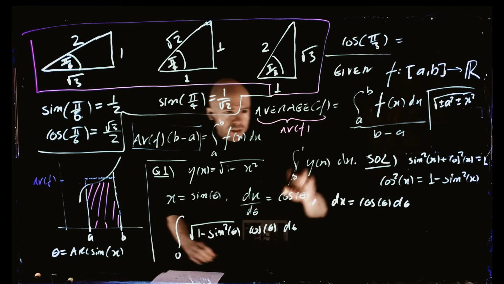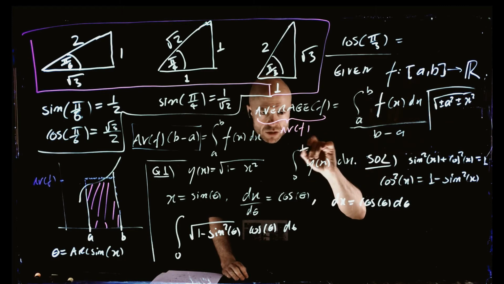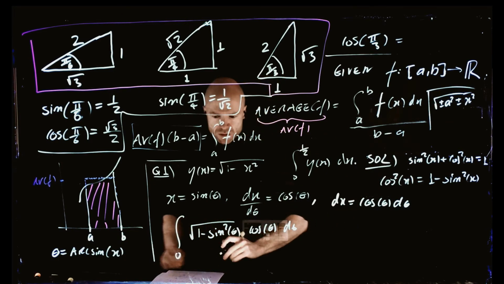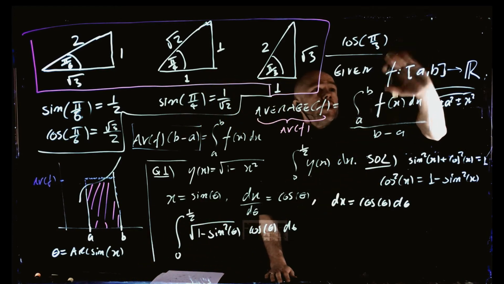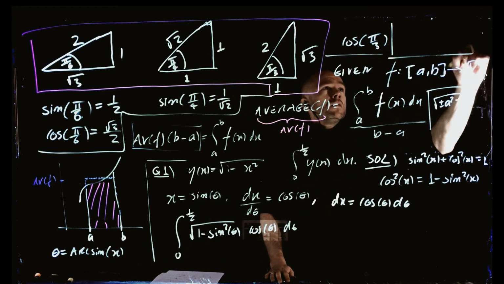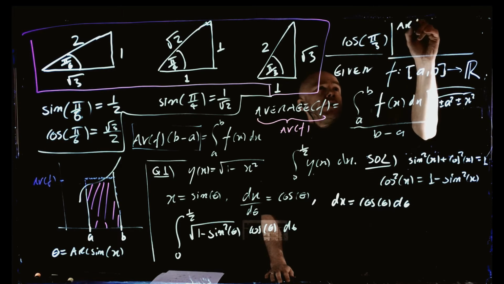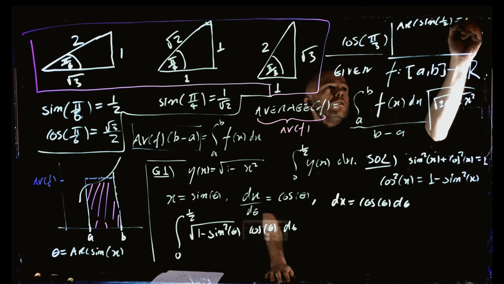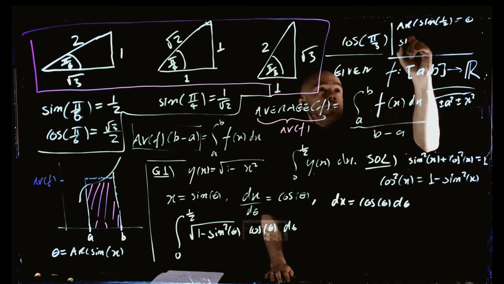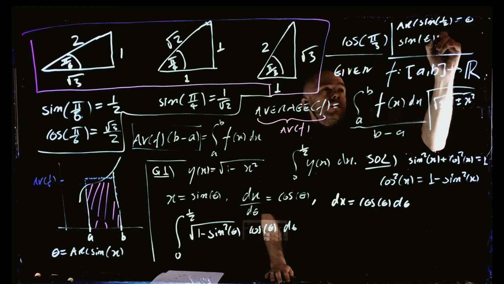Oh, it's not 1. It's actually a half. I miswrote this. So here we go. It's arc sine of a half we have to think about. So arc sine of a half is equal to theta. In other words, sine of theta is equal to a half.